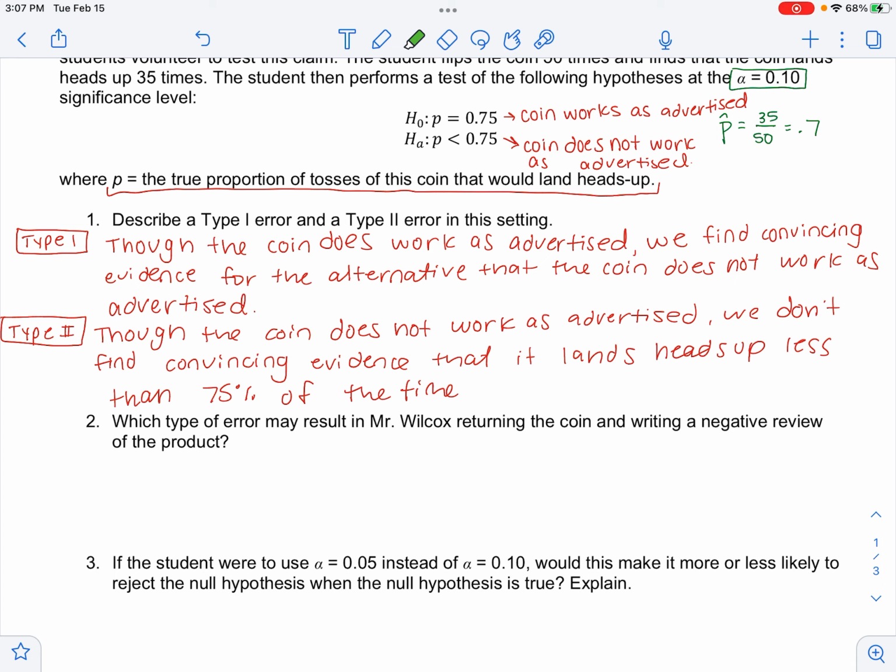So in type 1, we found convincing evidence that the coin does not work as advertised. Versus in type 2, we don't find convincing evidence that it does not work as advertised. So even though in type 1 the coin does actually work, the convincing evidence is telling us it does not. So in a type 1 error, he would most likely return the product and write a negative review because he is convinced that it does not work.